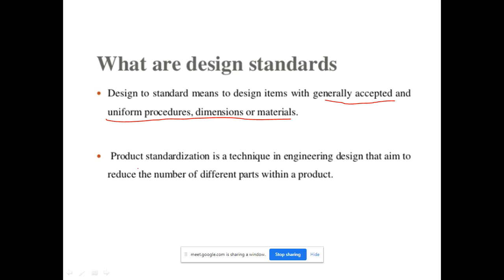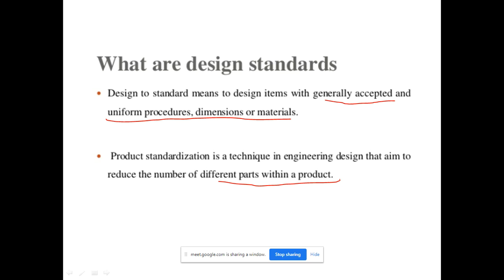Now product standardization is a technique in engineering design that aims to reduce the number of different parts within a product. Like if you are designing any two mating parts like shaft and hole in an assembly, one is shaft, one is hole. Now it is not possible to individually design and individually manufacture all those particular shafts and holes. So rather it is always advisable that the shaft and hole should be of similar size, similar kind of design, so that it can be manufactured by mass production.